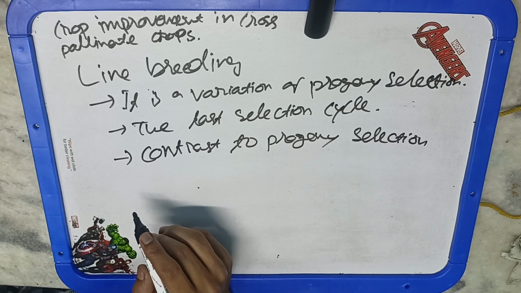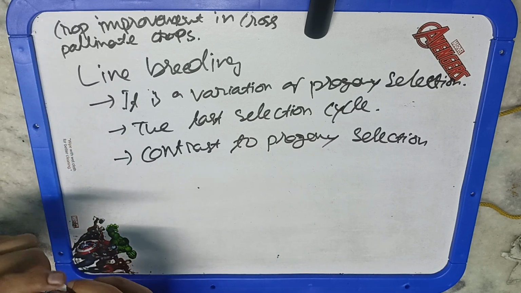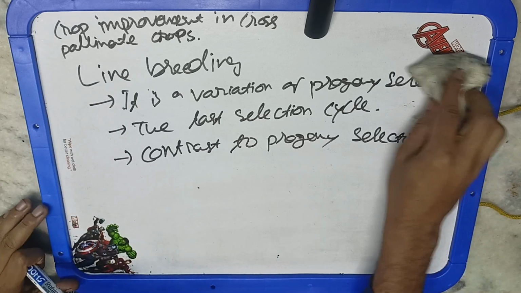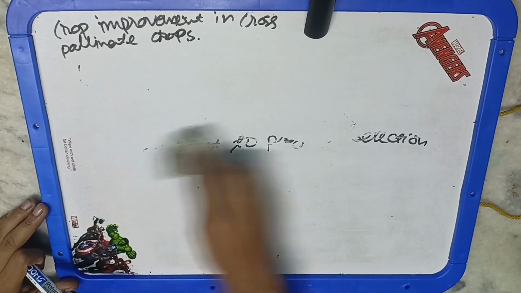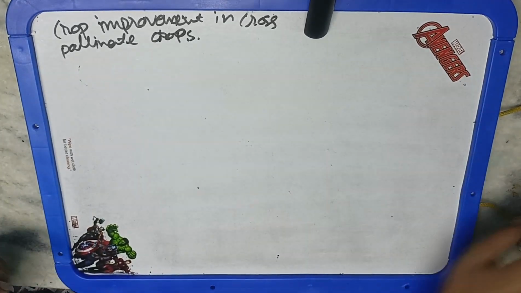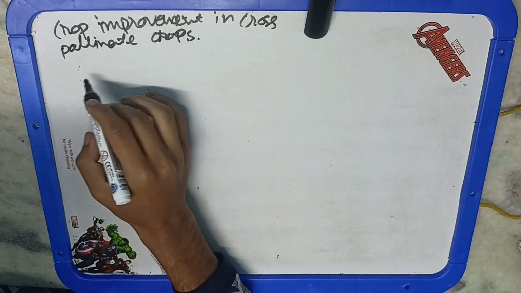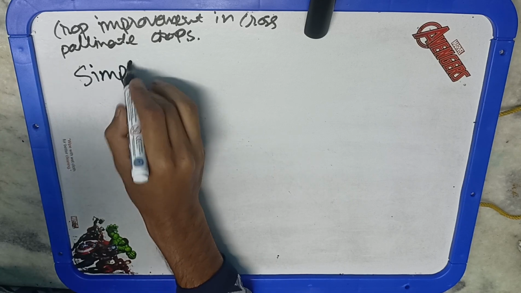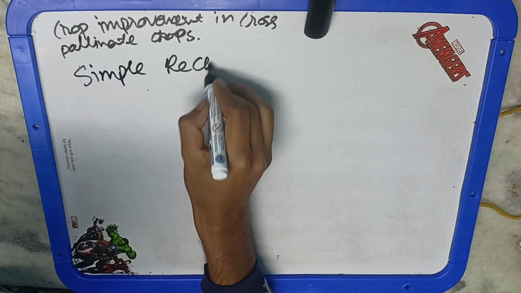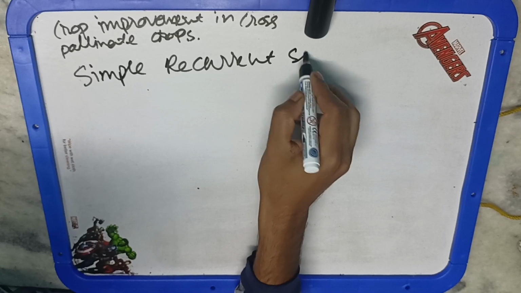Now the third method is the simple recurrent selection. Recurrent means recurring, again and again. It is just similar to the progeny selection but has some different aspects. Again, there also we were doing the selection, then testing the progeny, then doing the selection, then progeny testing. So that was the cycle in the progeny testing.